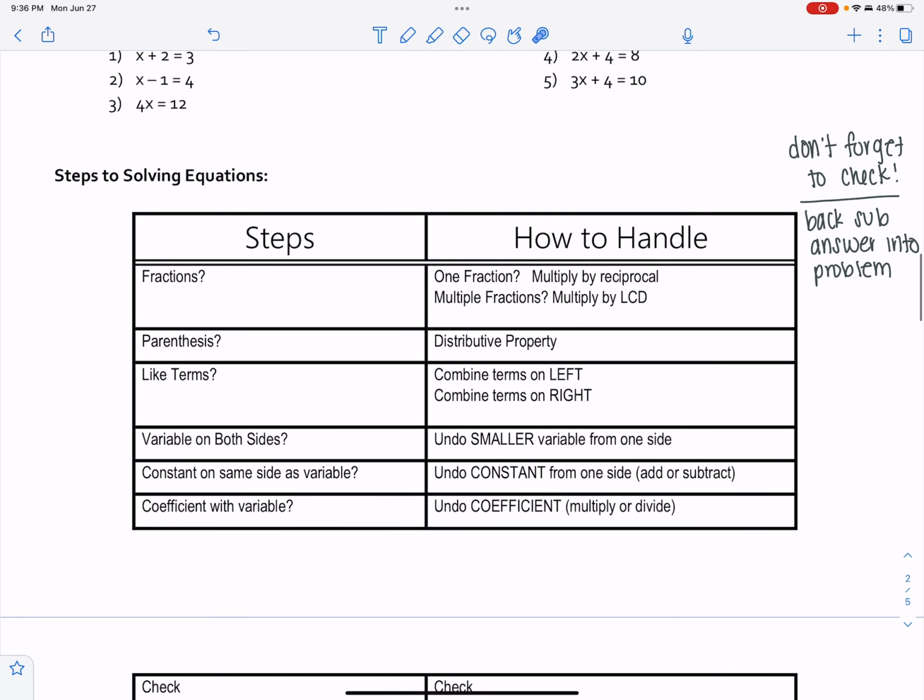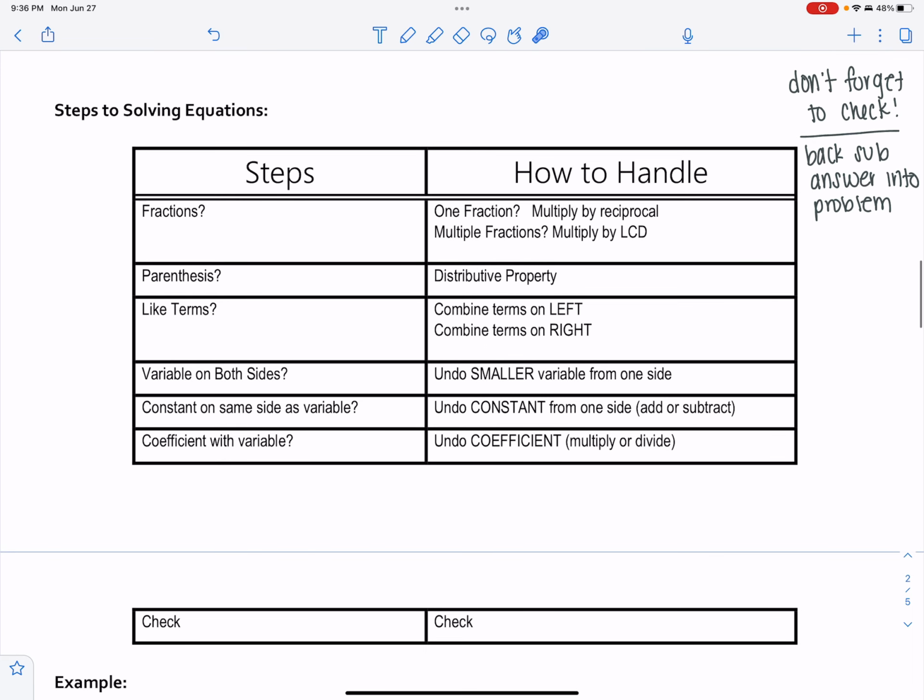And so we have a couple of steps in your notes. The big thing with these steps is you can always check your answers. So before you turn your test in, before you turn your homework in, on these solving equations, you'll know, assuming that you did the math correctly when you back sub in, you'll know if you got the right answer.